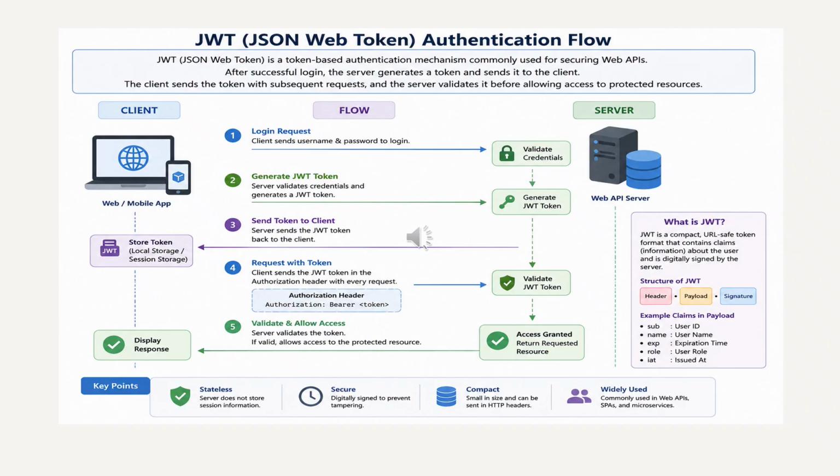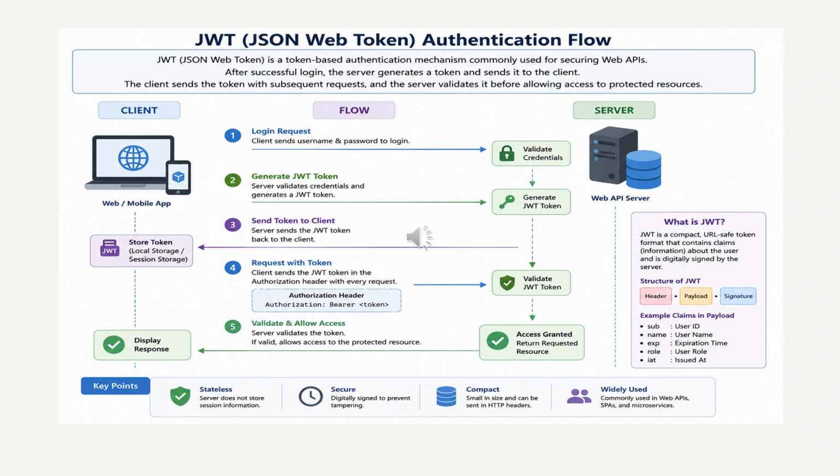This diagram explains the JWT, JSON Web Token, authentication flow used to secure web APIs. First, the client or user sends their username and password to the server, and the server validates the credentials. If the login is successful, the server generates a JWT token and sends it back to the client, which stores the token. For subsequent requests to protected APIs, the client sends the JWT in the Authorization header using the Bearer scheme. The server then validates the token, including its signature and claims, and if the token is valid, the server grants access to the requested resource and returns the response to the client.